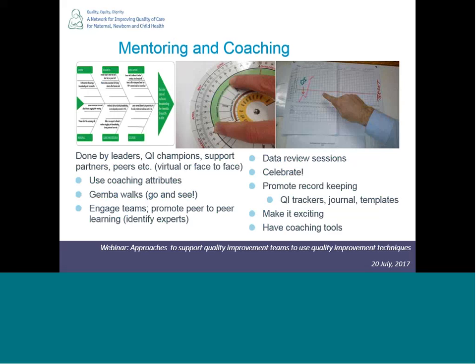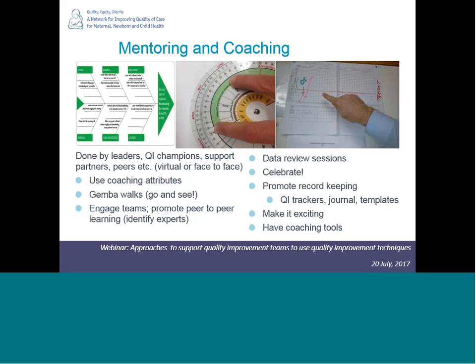So some of the skills that they need, this mentoring can be done by the leaders that we have identified as we coach them. They can also be coached by the QI champions that have been identified and who have the skills to coach, and also by the support partners that we are working with. Remember, we can't do it alone. We need to be using partnerships. So we could be doing that as well, and this can be virtual or face-to-face.